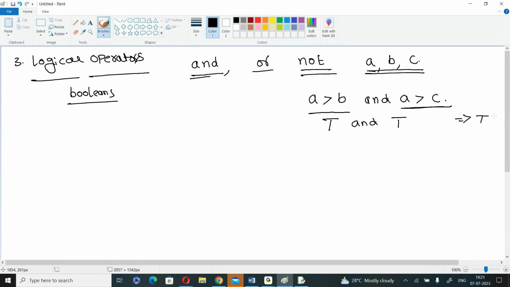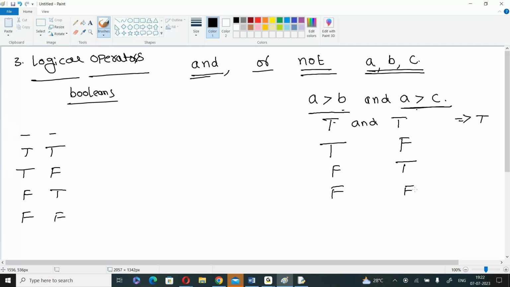Okay, consider any two expressions. What are the possible cases? True, true; true, false; false, true; false, false. Yes or no? Here take two expressions: this one is true and this one is also true; this is true and this is false; this is false and this is true; this is false and this is also false. If you have two expressions and two values, true or false, 2 squared, total 4 combinations. If you have three expressions, 2 cubed, total 8 combinations.